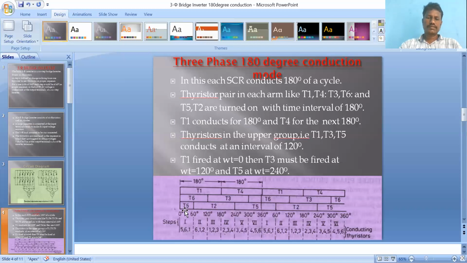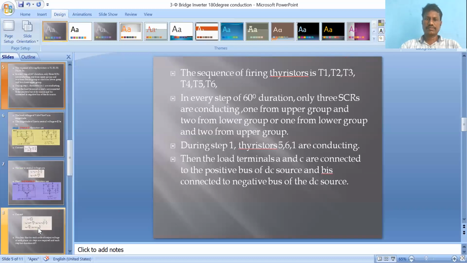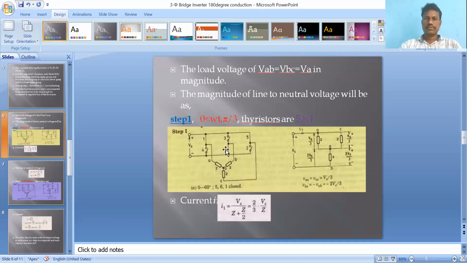I have taken the first interval, 0 to 60 degrees. So it is the first one, 0 less than omega t less than pi by 3. Thyristors are 1, 6, and 5. That is, 1 and 5 upper group, 6 lower group. It is the circuit diagram of a balanced star connected load. So 1, 6, 5 thyristors will be triggered in the 0 to 60 degree interval I have taken.